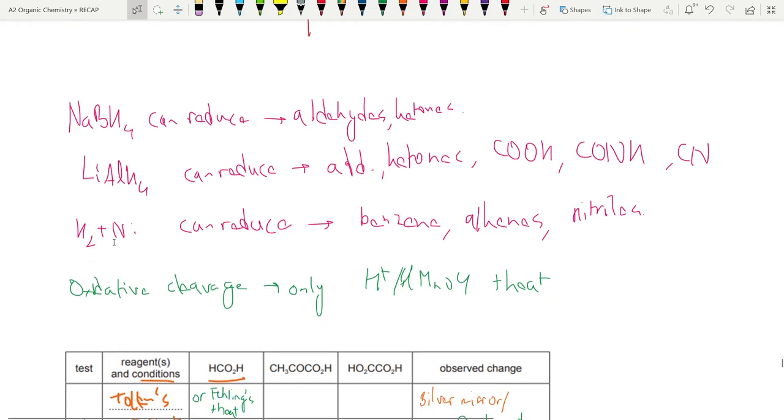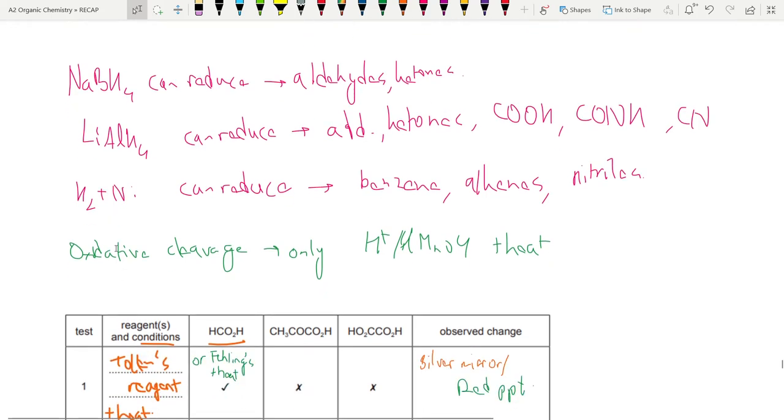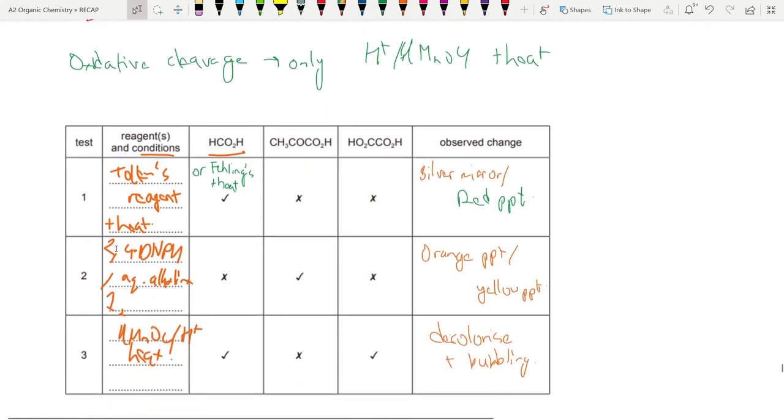Remember this: oxidative cleavage can only occur using hot concentrated KMnO4. If you use cold dilute, you're going to get diols. You cannot use dichromate to do that. So check this. How would you differentiate between these compounds? Something that reacts with only methanoic acid here is going to be Tollens' or Fehling's. We would get a silver mirror or red precipitate accordingly.